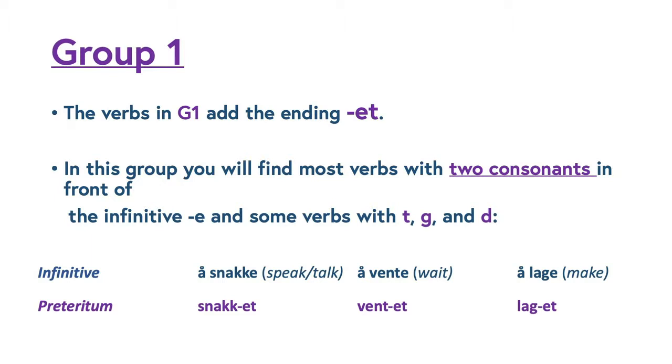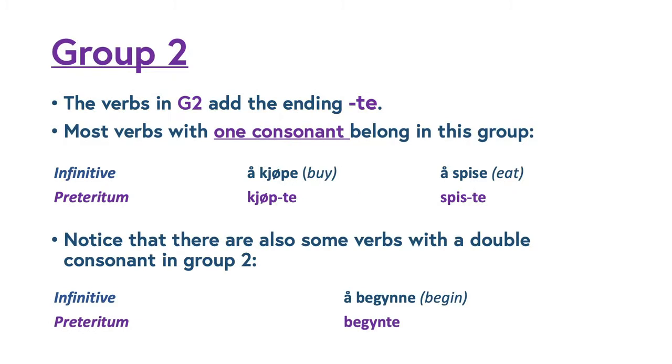The pronunciation is important here, as the ending has to be pronounced clearly and the final T must be audible. Group 2. The verbs in Group 2 add the ending -te. Most verbs with 1 consonant belong in this group. Å kjøpe, kjøpte, å spise, spiste. Notice that there are also some verbs with a double consonant in Group 2, like å begynne, begynte.